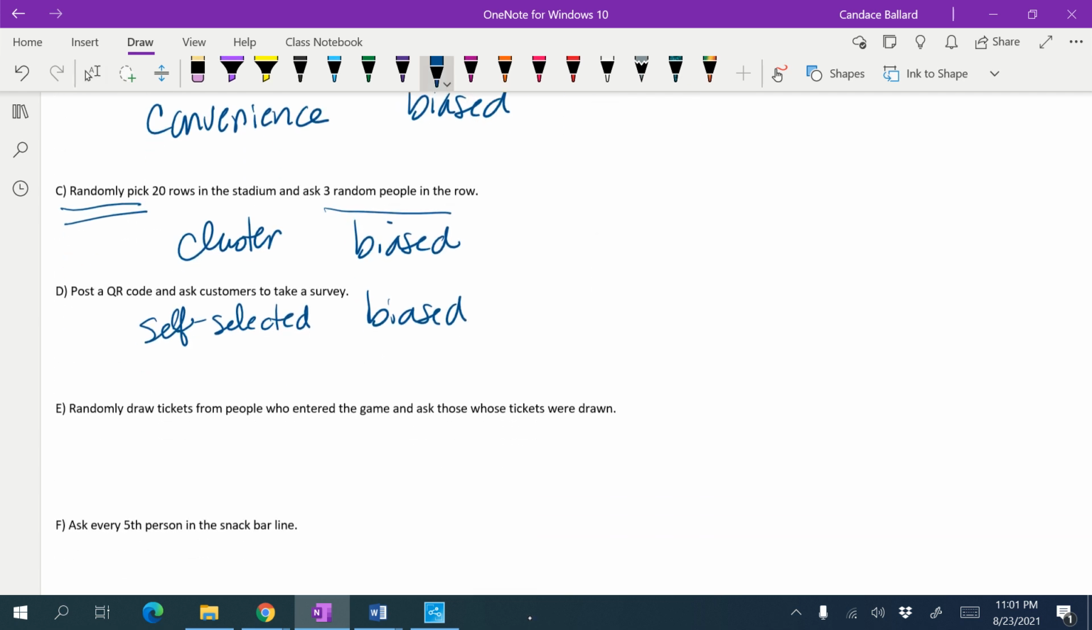In part E, we randomly draw tickets from people who entered the game and ask those whose tickets were drawn. This would be a random or a simple random sample. And the simple random samples are always unbiased.